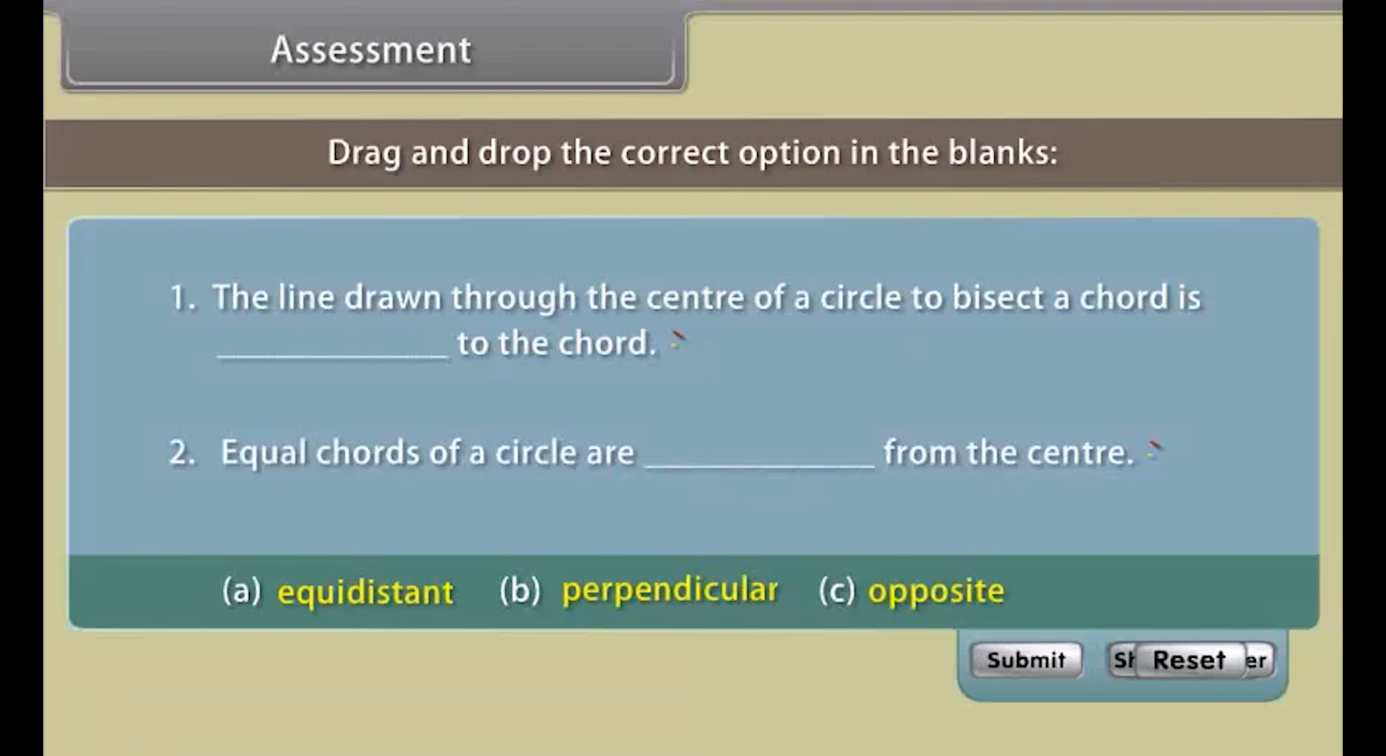Assessment. Before proceeding further, let us know how much you have learned. Drag and drop the correct option in the blank.